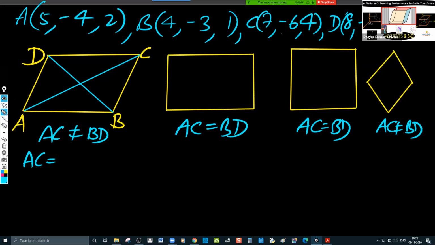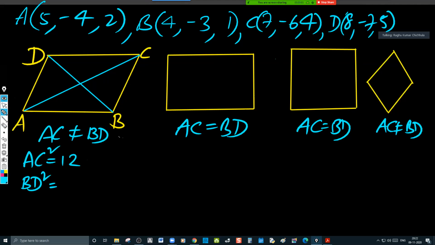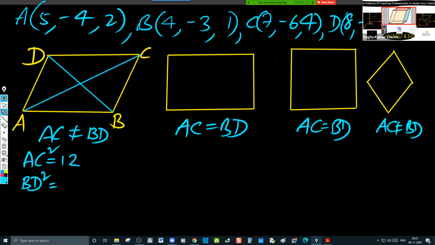AC square: 4 plus 4, 8, 8 plus 4, 12. So AC square is 12. BD square: 16 plus 16, 32, 32 plus 16, 48. I did a mind calculation here, and we have got the diagonals unequal. When they are unequal, which case does it come under now?